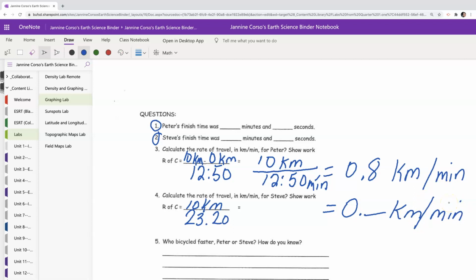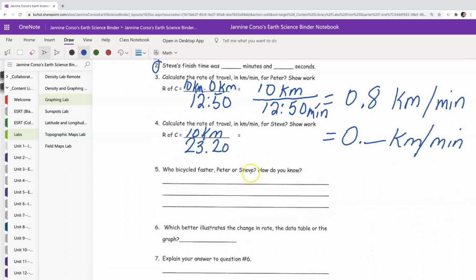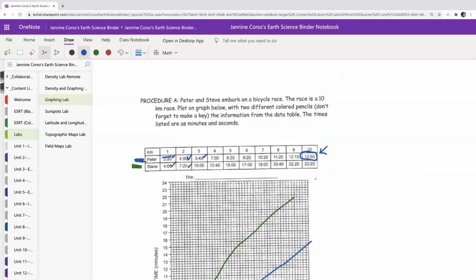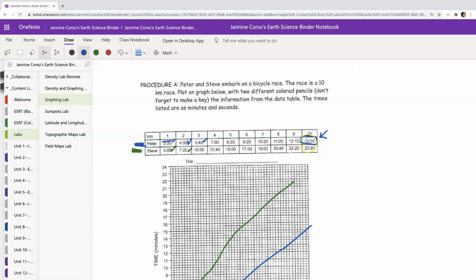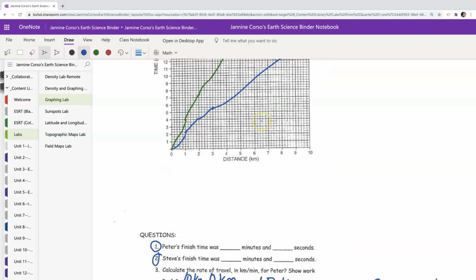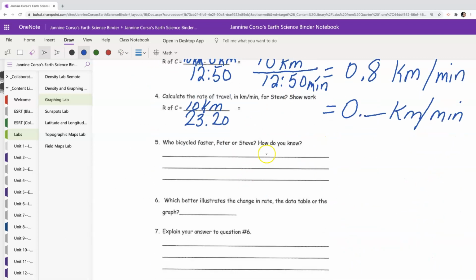Now, once you're done with that, it says, who bicycled faster, Peter or Steve? How do you know? Obviously Peter went a lot faster. He finished the entire 10 kilometers in only 12 minutes and 50 seconds. How do you know this? You looked at the data. You could also say you looked at the graph. Either way, it's fine, but definitely support your answer. It says, how do you know? So you have to say how you know.